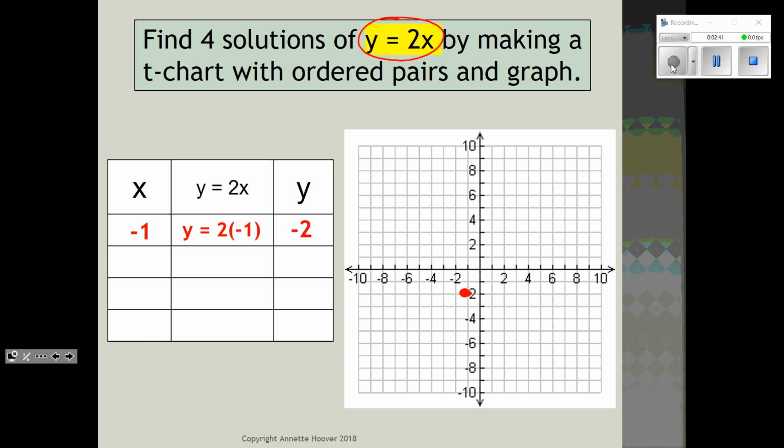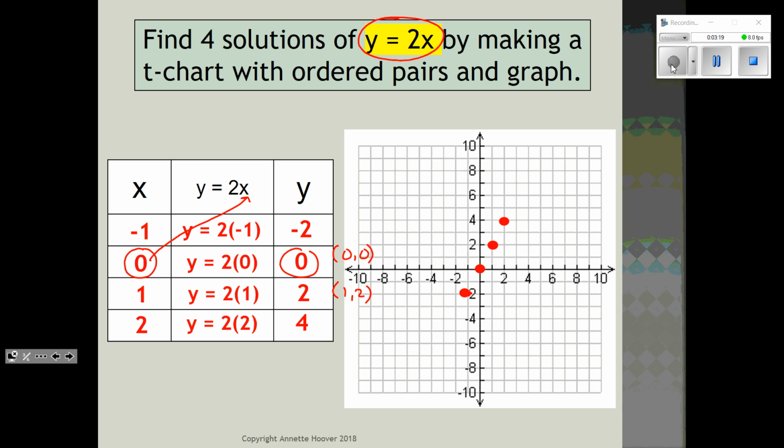Let's say we plug in 0. When we plug in 0, y would equal 2 times 0. We just plugged in 0 right here to x. And of course 2 times 0 is 0, so we have the ordered pair 0, 0. Here's the x, here's the y. They created our ordered pair 0, 0. So we graph 0, 0. What if we plug in 1? Then y would equal 2 times 1, which is 2. So our ordered pair is 1, 2, and we can graph 1, 2. If we choose 2, y equals 2 times 2. That would be 4. So we graph 2, 4.